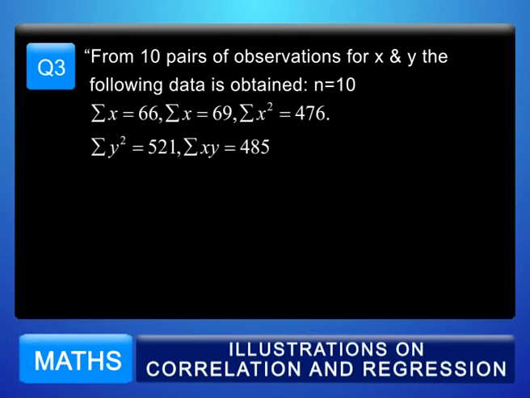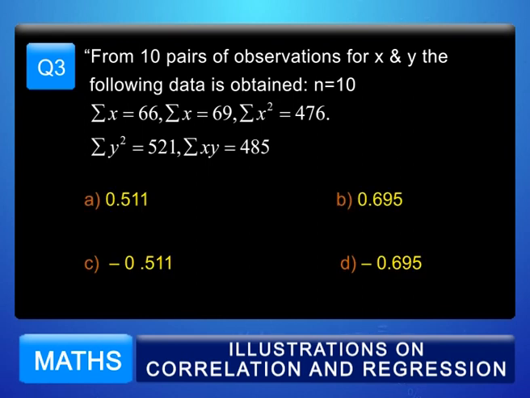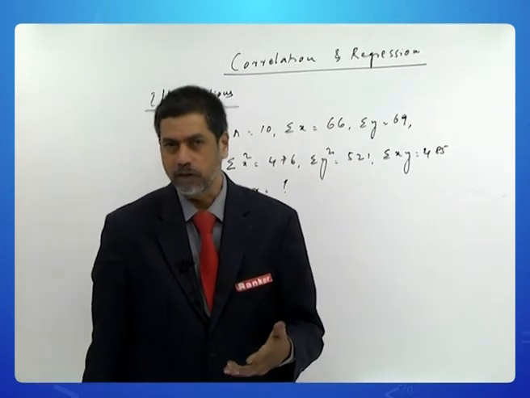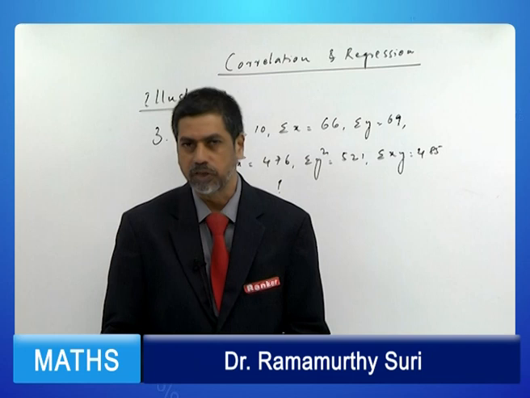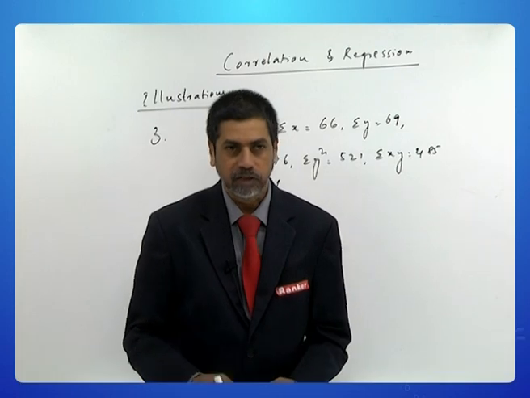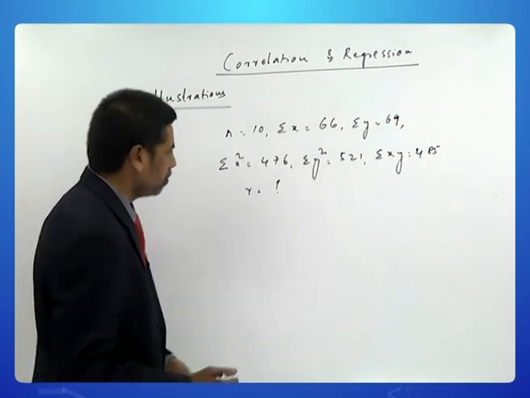Question number 3. From 10 pairs of observations for two variables x and y, the following data is obtained. N is equal to 10, summation x is equal to 66, summation y is equal to 69, summation x square is 476, summation y square is 521, summation xy is 485. The coefficient of correlation is. Now this is a straightforward problem. Remember, this requires a calculator, but the authorities are now not actually allowing students to carry a calculator, but you have got a virtual calculator on the monitor. So given that facility, this becomes a numerical problem.